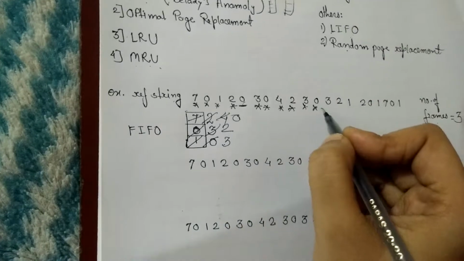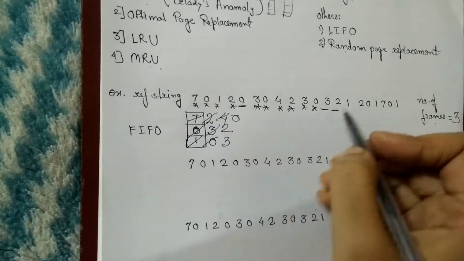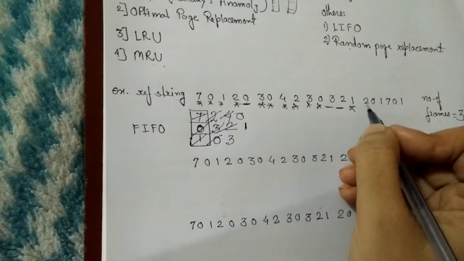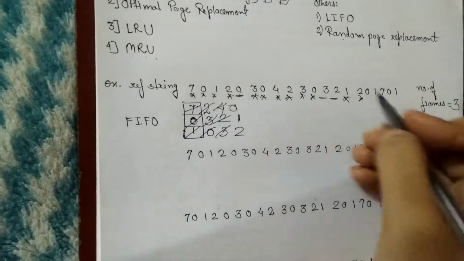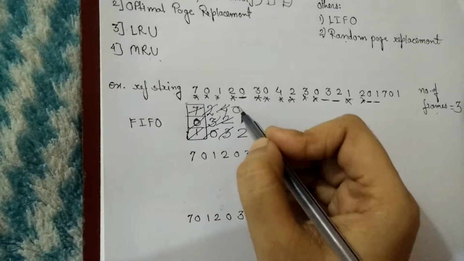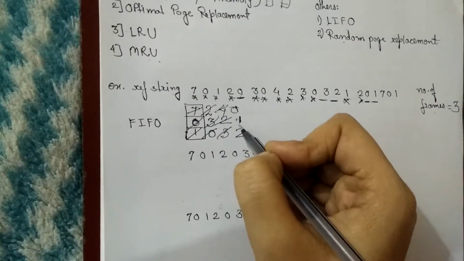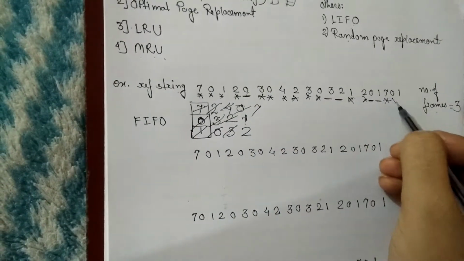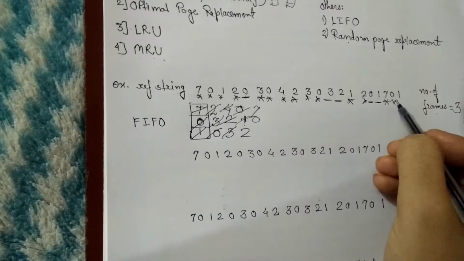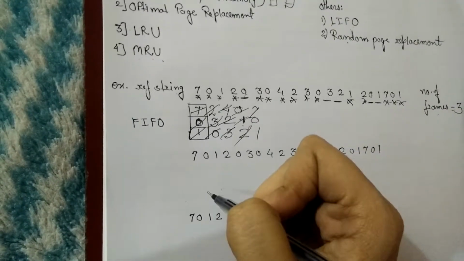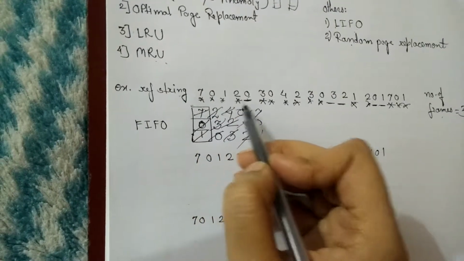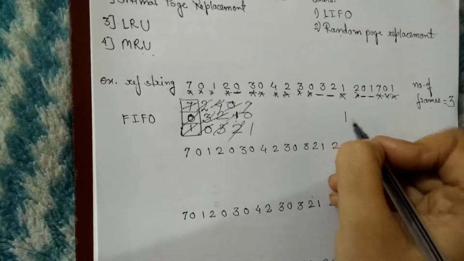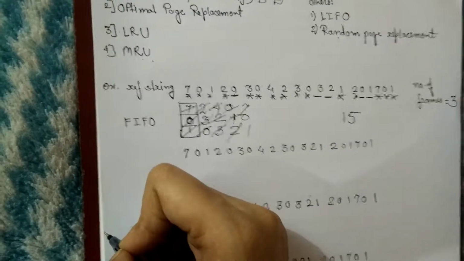Then for 3 there is no page fault. Then for 2 also there is no page fault. For 1 there is a page fault, so 1 will replace it. Then for 2 there is a page fault, so 2 will replace it. For 0 there is no page fault, as well as for 1 there is no page fault, as they are already present. Then for 7 there is a page fault, then for 0 again a page fault, and then for 1 a page fault. So there are a total of 15 page faults.